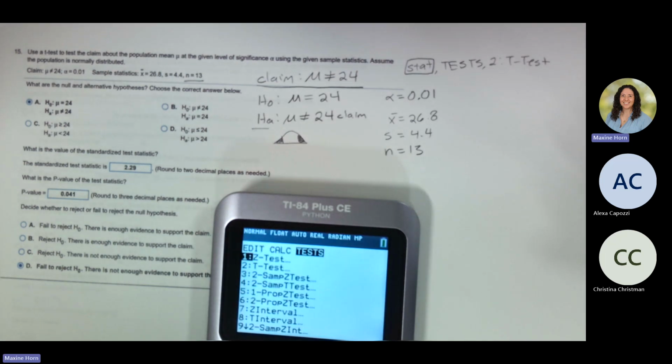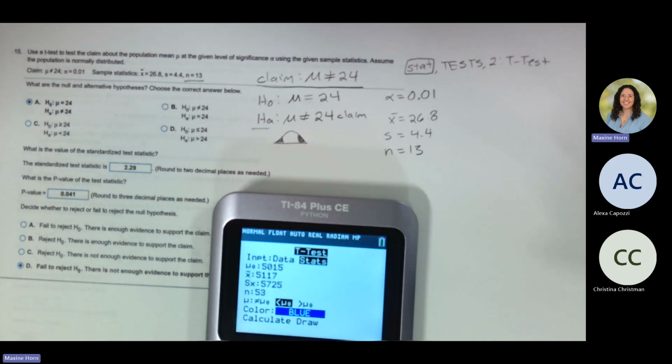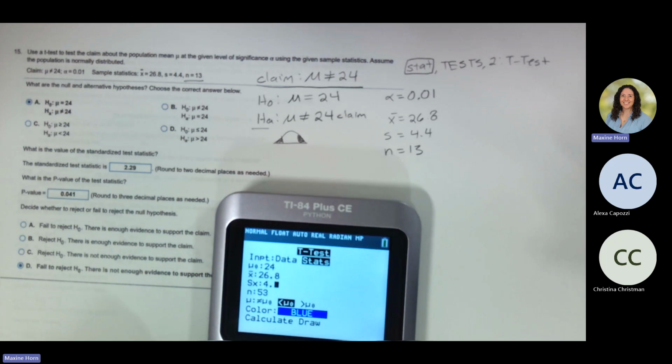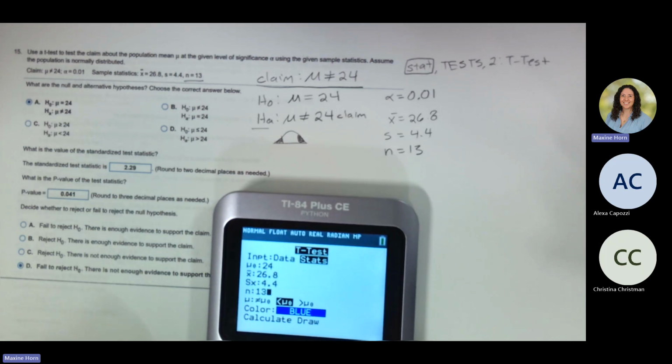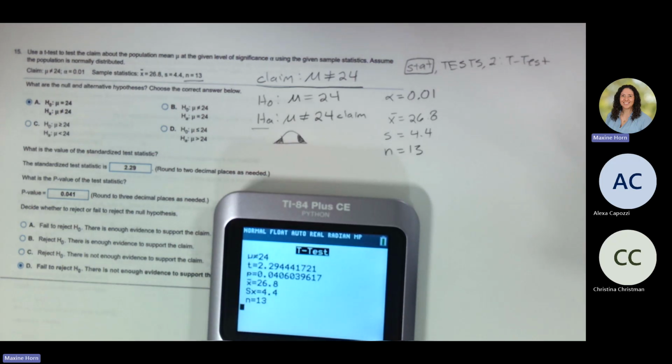Stat, tests, t-test, and plug and chug. So the number associated with our null hypothesis is 24. Our sample mean is 26.8. Our sample standard deviation is 4.4. Sample size is 13. And the symbol associated with our alternative hypothesis is not equal to. And then we calculate. We have a standardized test statistic of 2.29.